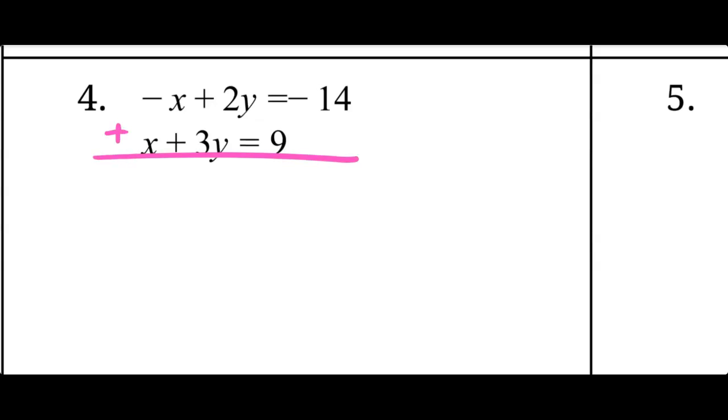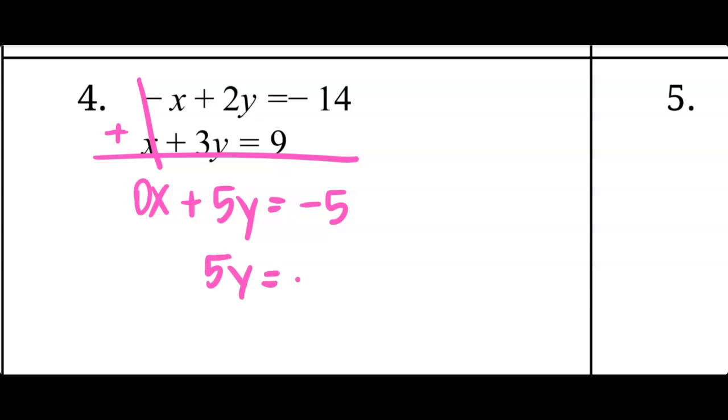So we're going to combine them. And we can do this because you can do anything to a set of equations, provided you do it to everything. So -x plus x will cancel because that's 0x. 2y plus 3y gives me 5y, and -14 plus 9 is -5. Since the 0x went away, we're just left with 5y equals -5. Then we're going to divide both sides by 5 to leave us with y is equal to -1.